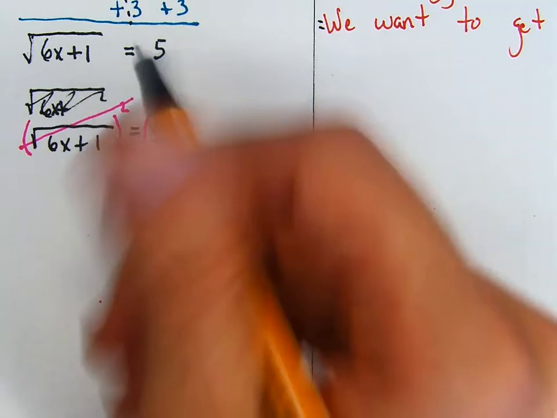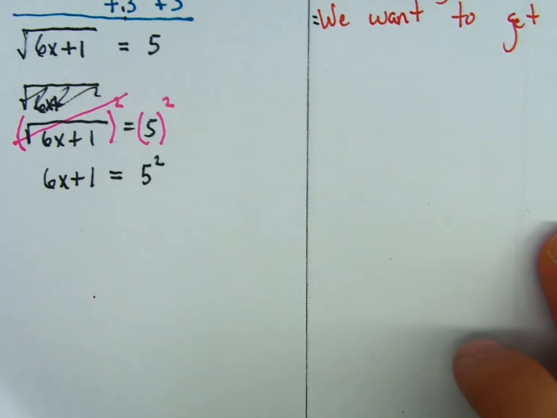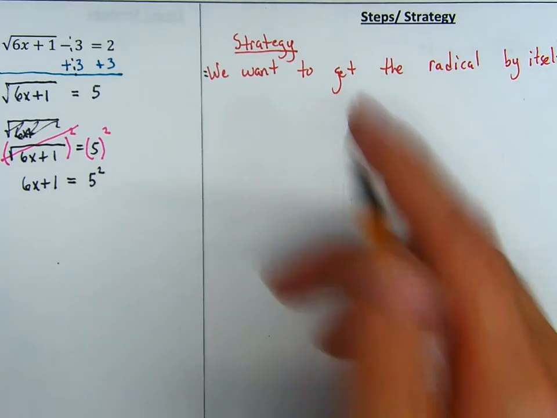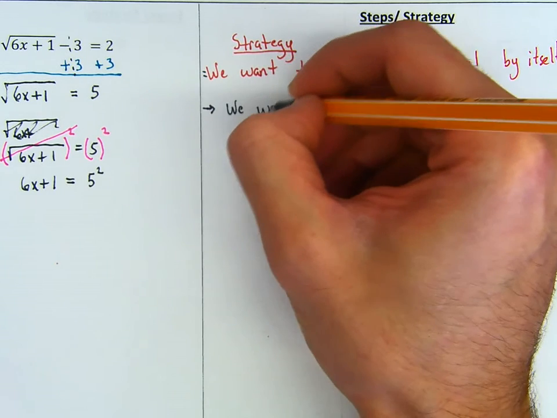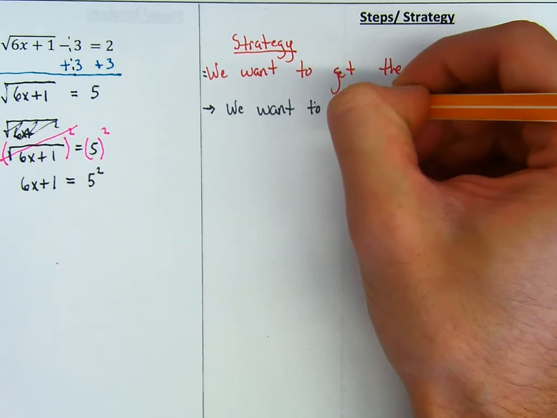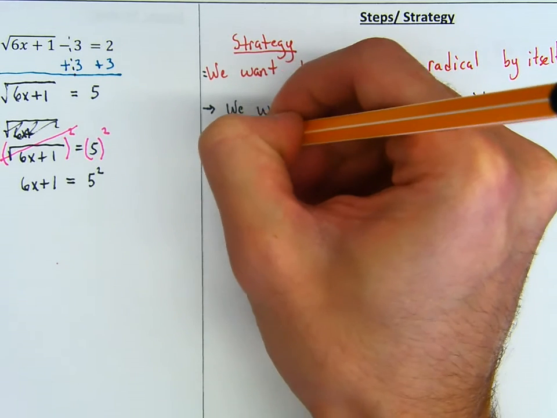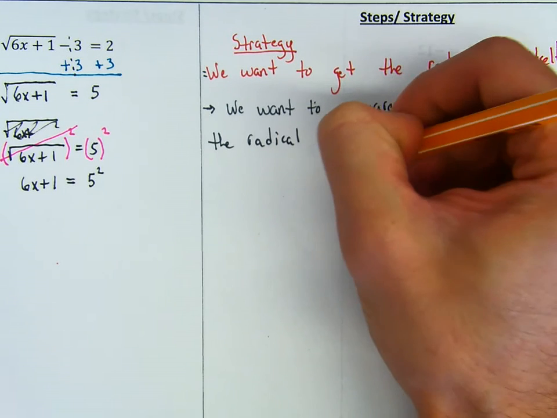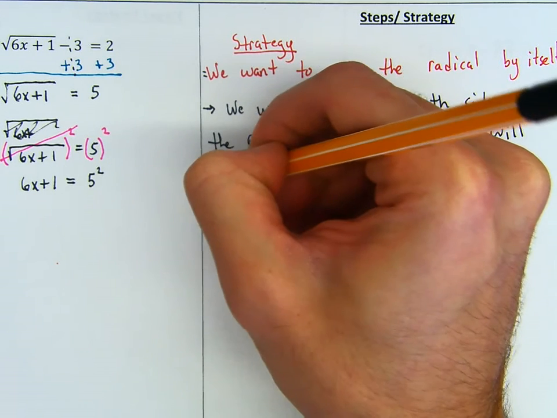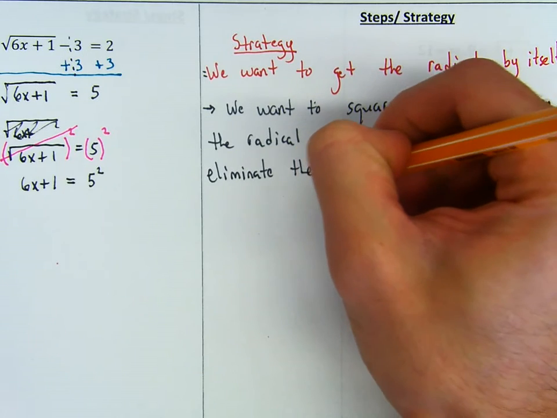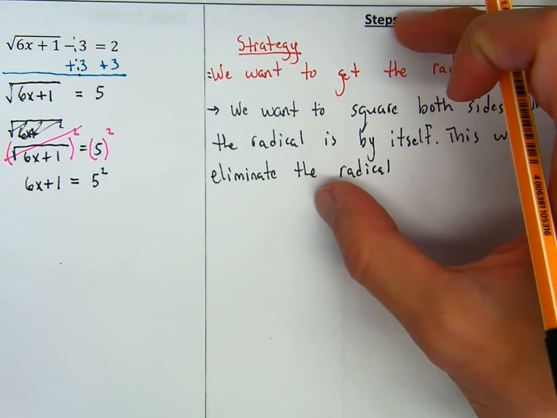And then what are you left with? You're simply left with 6x plus 1 is equal to, now we need to do 5 squared. Here, let me just be a little bit more specific on our strategy. First we said we wanted to get the radical by itself. Now we want to square both sides when the radical is by itself. This will eliminate the radical. That's what we did here. We squared both sides and now the radical is gone. Make sure that you have this in your notes.